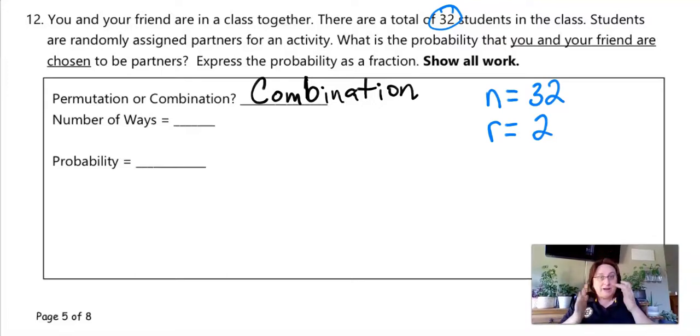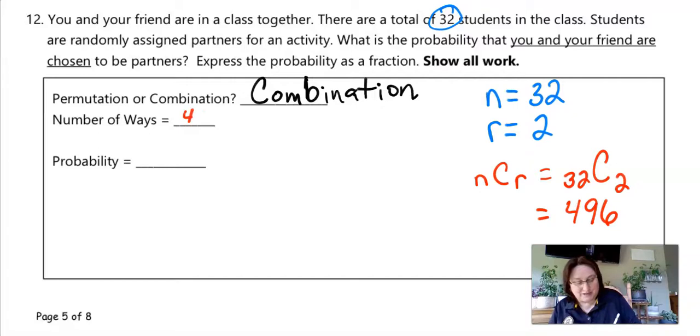Now I want you guys to practice this. You're going to find the number of ways using the combination formula. So in your calculators, I want you to figure out the number of ways that we can choose 2 students randomly out of 32 to be partners.